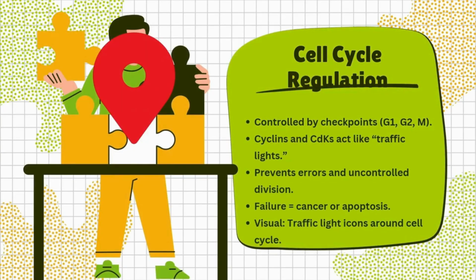The cell cycle is tightly controlled by checkpoints at G1, G2, and M. Cyclins and CDKs act like traffic lights, telling the cell when to go or stop. If these checkpoints fail, cells can divide uncontrollably, which can lead to cancer. Sometimes the system triggers apoptosis, self-destruction, to prevent damage.